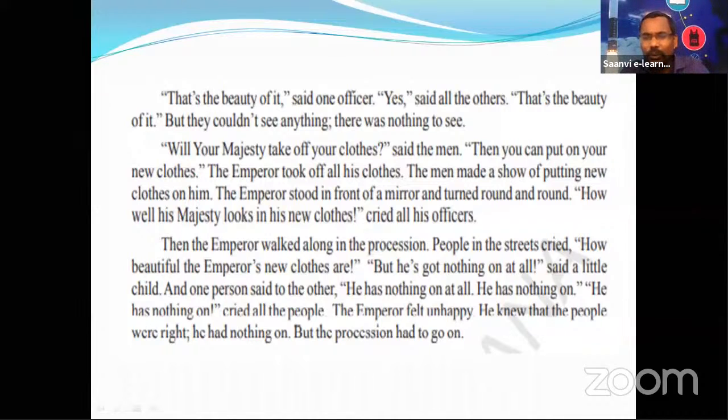But he's got nothing on at all, said a little child. And one person said to the other, he has nothing on at all. He has nothing on, cried all the people. The emperor felt unhappy when the people started saying that there was no cloth on his body. He knew that the people were right. He had nothing on, but the procession had to go on.